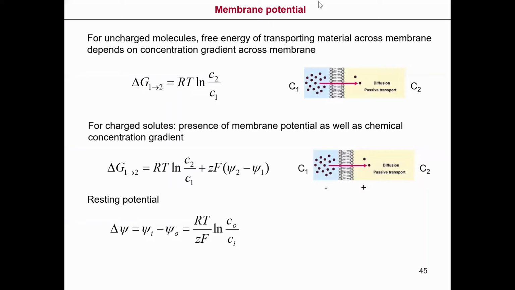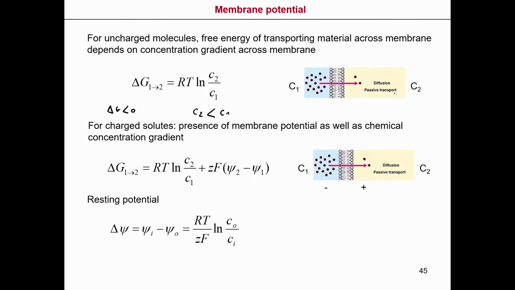If you want to have something spontaneous, the delta G should be negative. So you will have a spontaneous process if the C2 is lower than the C1. It means that for neutral molecules, the transport will be from the high concentration compartment to the low concentration compartment. It's called passive transport.